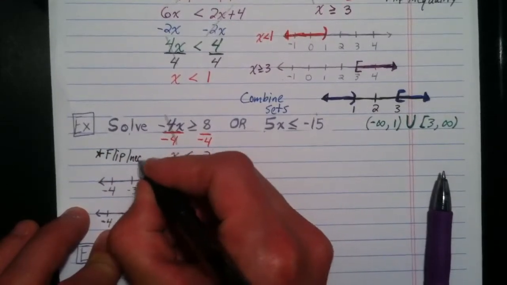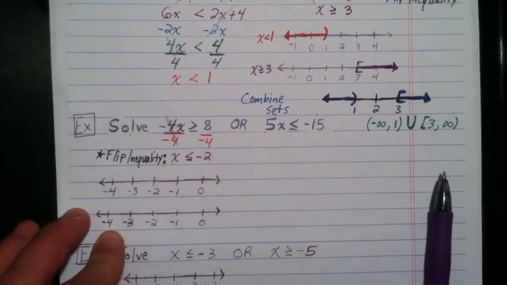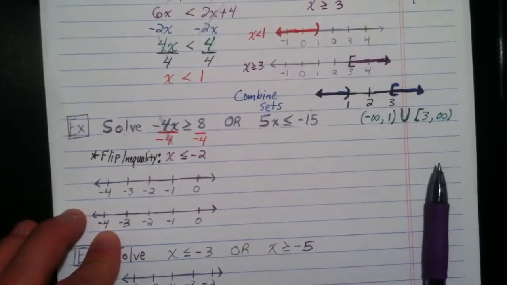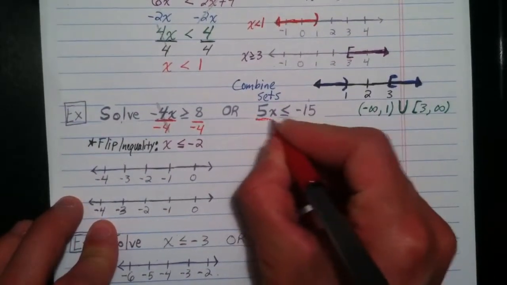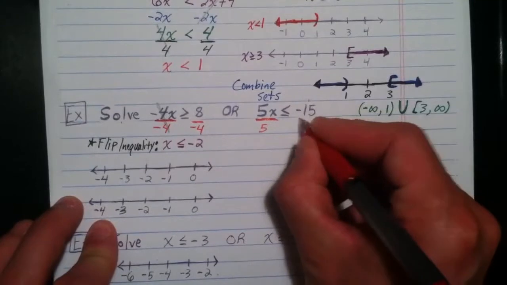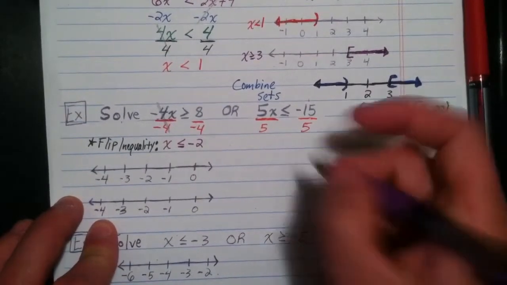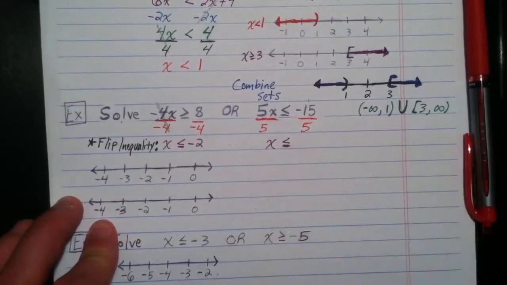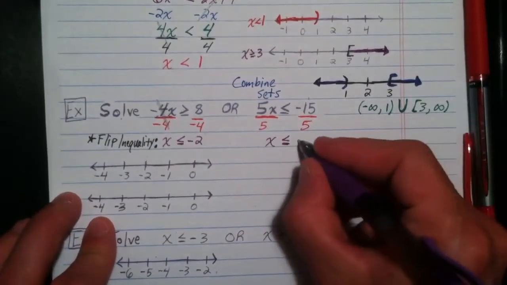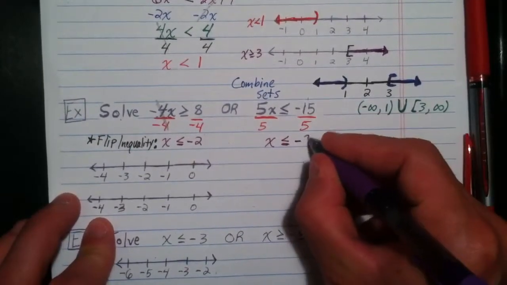Flip the inequality to give you x is less than or equal to negative 2. The other inequality, divide by the coefficient, which on this one would be a positive 5. That cancels out the 5s, gives us x just by itself. We're not dividing by a negative, so we don't need to flip the inequality. Even though we had a negative 15 here, we're not dividing by a negative.